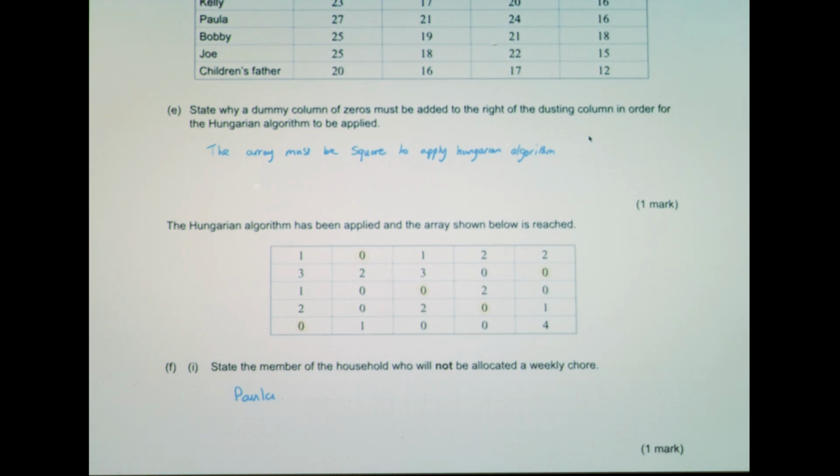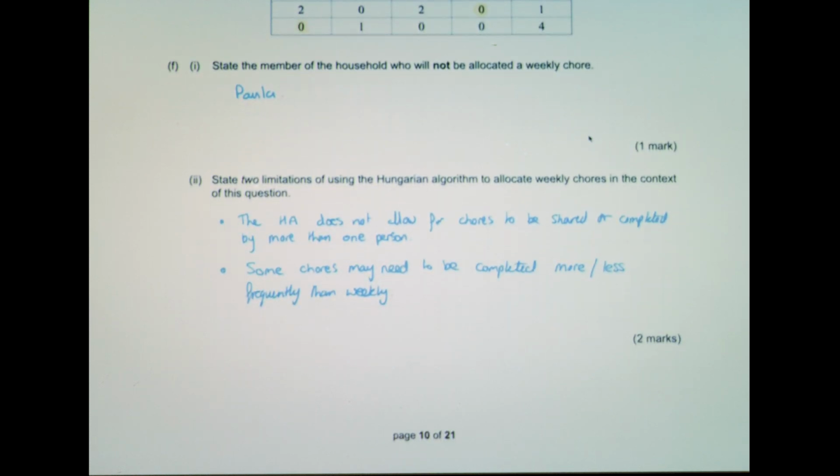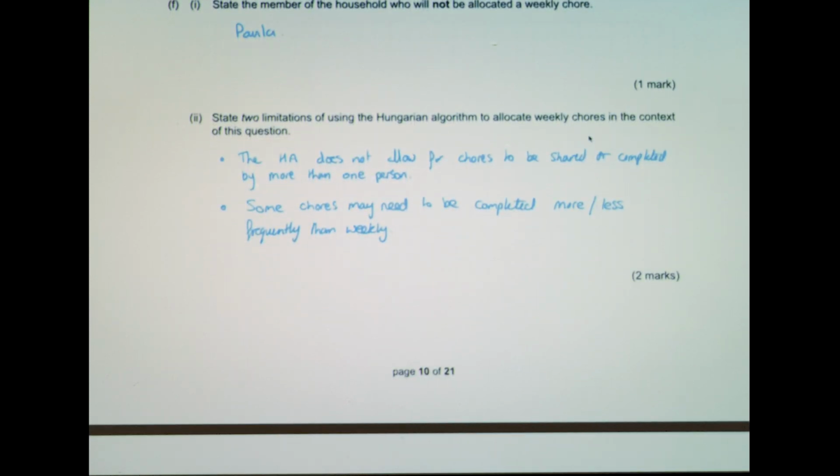Final section, state 2 limitations of using the Hungarian algorithm to allocate weekly chores in the context of this question. Now, this was done really well, and I think it was done well because students could relate to what was happening in this scenario. It was to do with weekly chores. They've probably all come across something like this before. So they came up with some really good limitations for this.